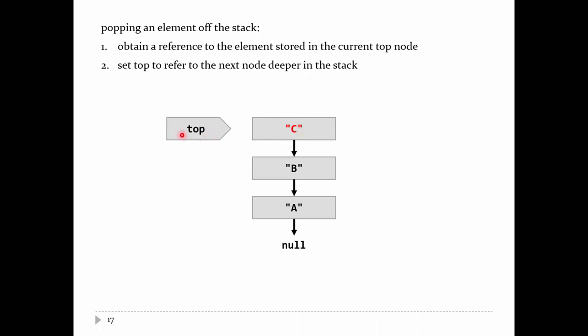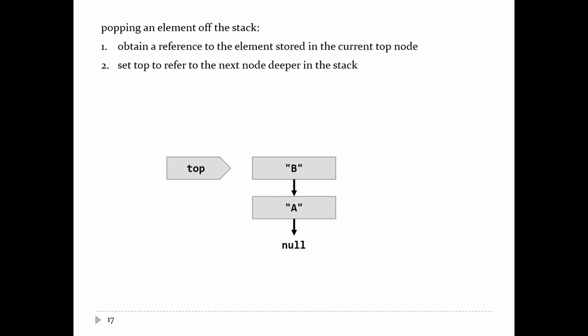So what we're going to do is we're going to follow top. So that's the top node. We're going to follow its next link to get to the second node in the stack. So follow that link, and that gives us the second node in the stack. And so we can set top to point to that node now.